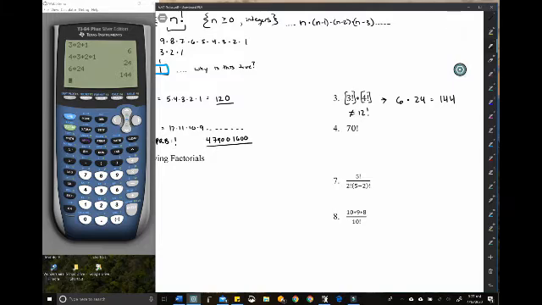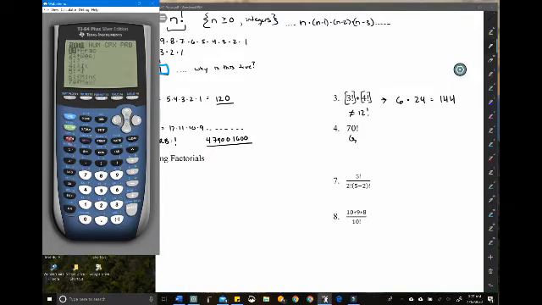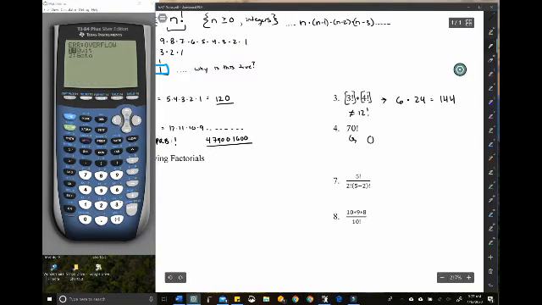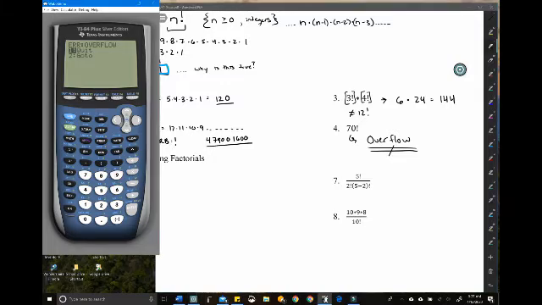70 factorial. I am not going to write down all 70 of those, but I just want to show you, if you try that in your calculator, PRB 4, you're going to get overflow. That's just because the number is massive. In the next problems I'll show you how we can fix that for the most part. I think 69 factorial is the last one your calculator will do. So that's a huge, huge number.